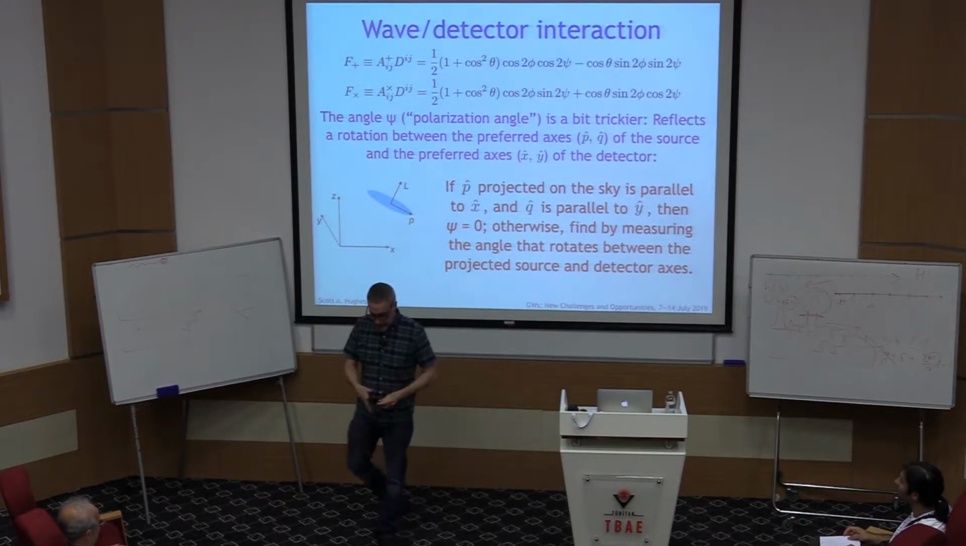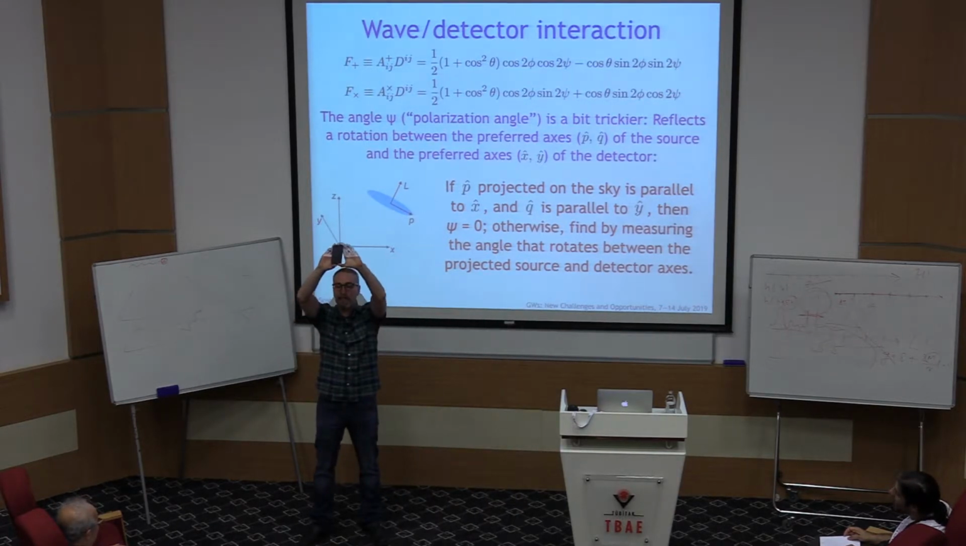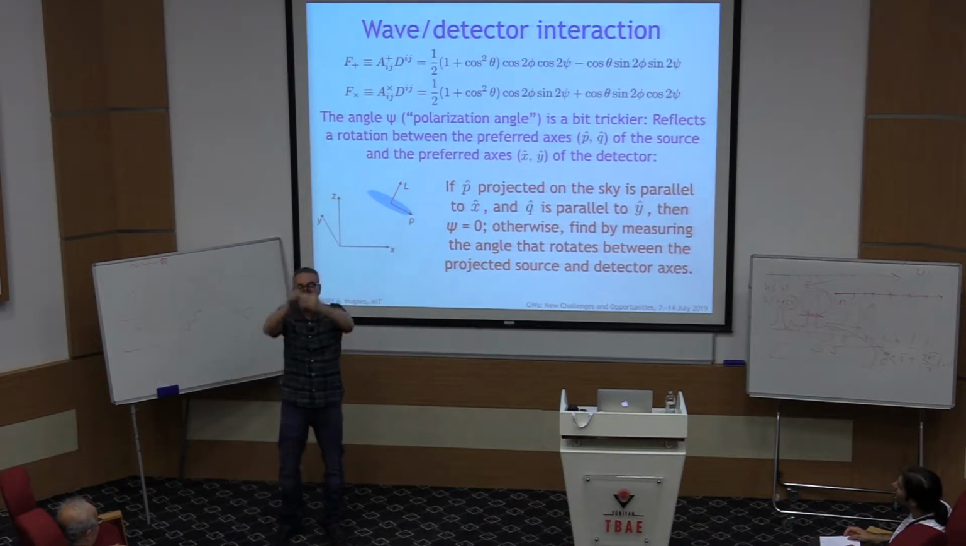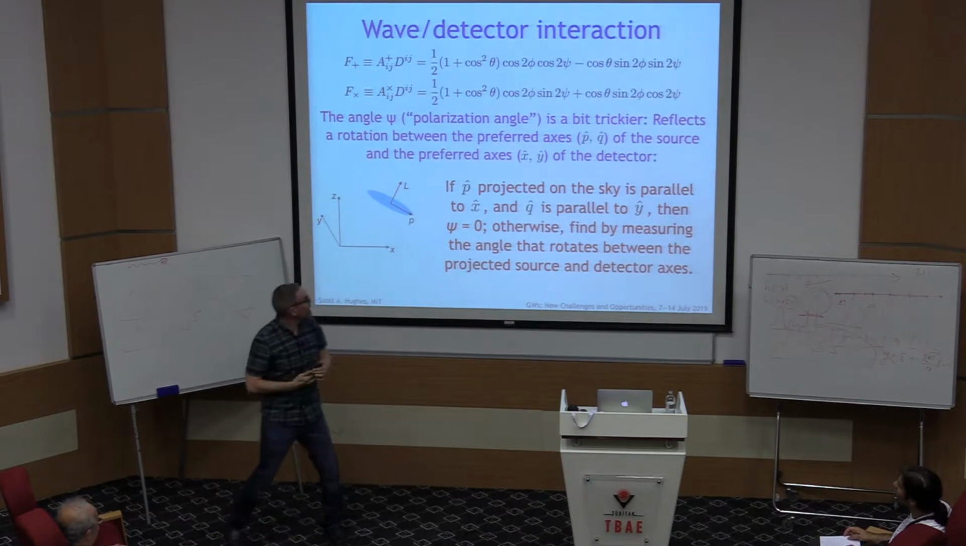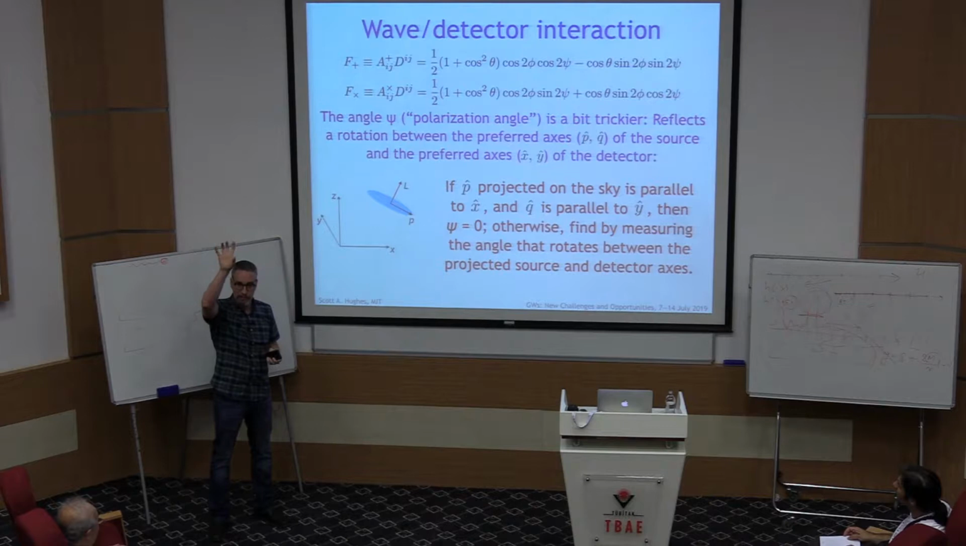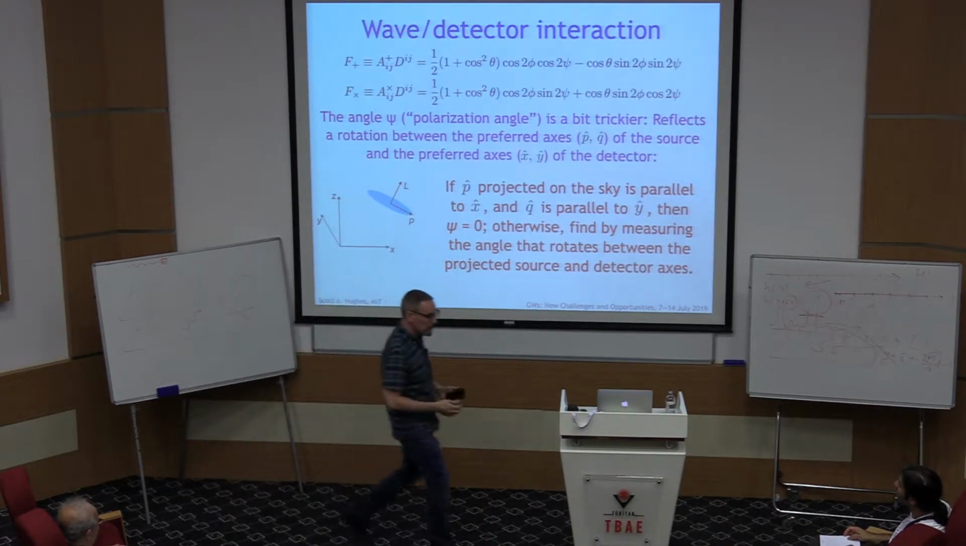And let's say it's projected in such a way that I see an ellipse of this thing projected onto the sky. I will define the unit vector p to point along the major axis of that ellipse. If p is parallel to my x-axis, then the angle psi is equal to 0. Otherwise, it essentially defines a rotation between that particular preferred frame and what my detector has actually achieved.